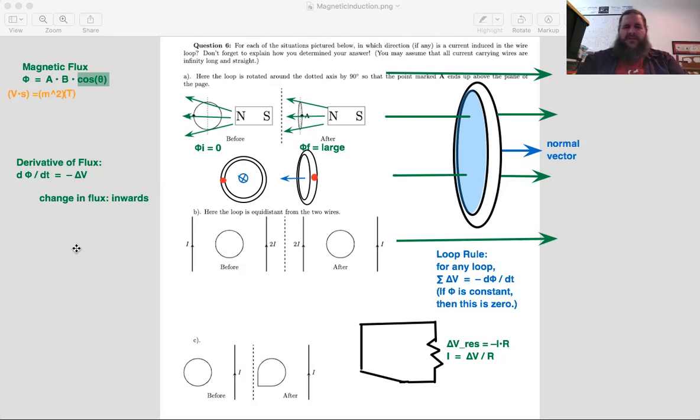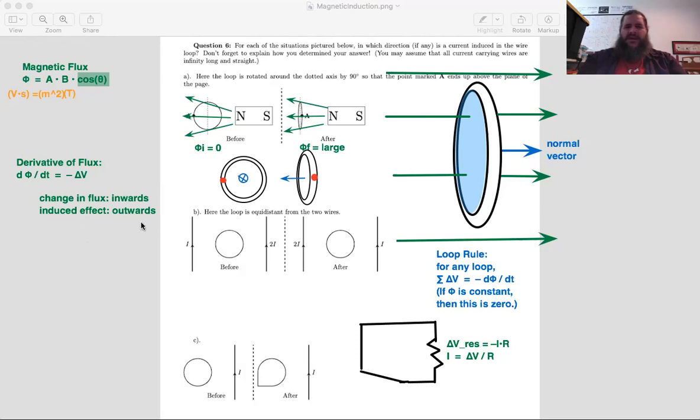So the change in flux is going to be inwards, but the induced effect is going to be in the opposite direction. In general, the induced effect is in a direction, or is associated with a direction, opposite to the change in flux. That's what this negative sign signifies. So the induced effect is outwards.